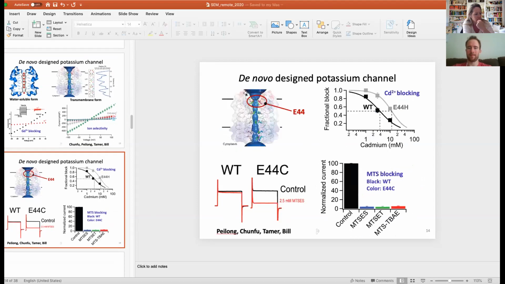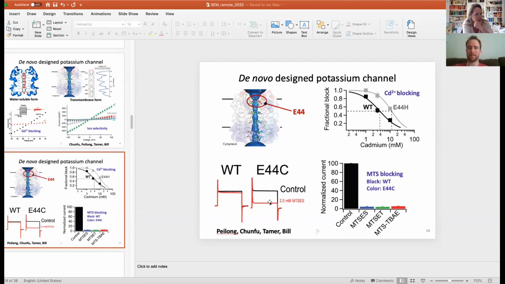This is a cut through of the channel, as I showed before. And to confirm that the ions were actually passing through this central channel, we mutated a residue at the entrance to cysteine, and when we chemically modify the cysteine, the conductance completely goes away. So this is quite exciting because now we can systematically design channels with different properties.